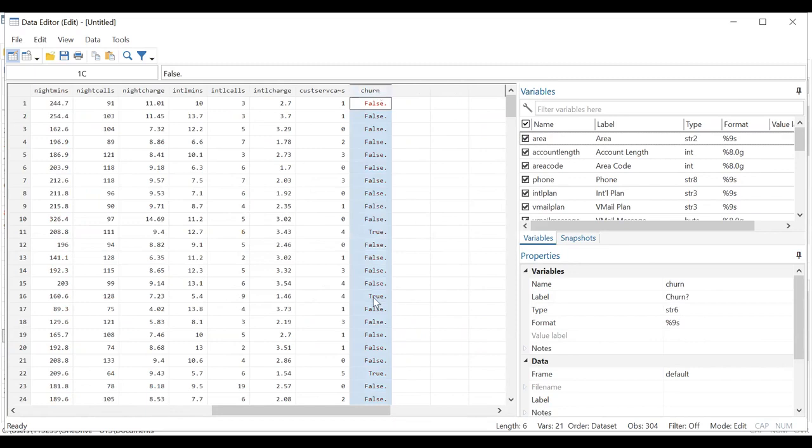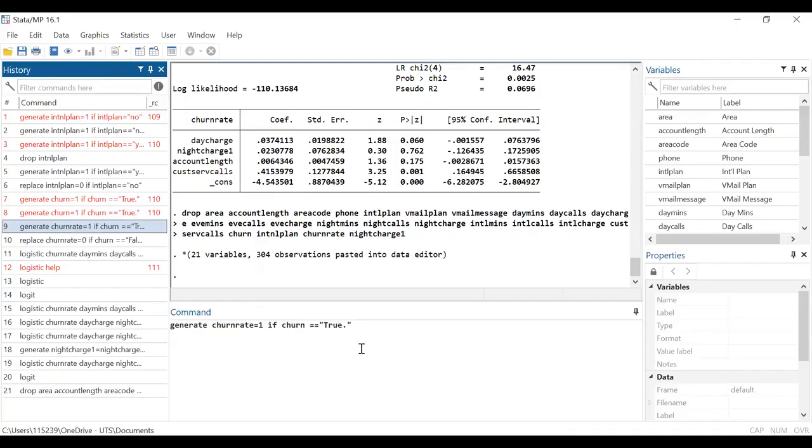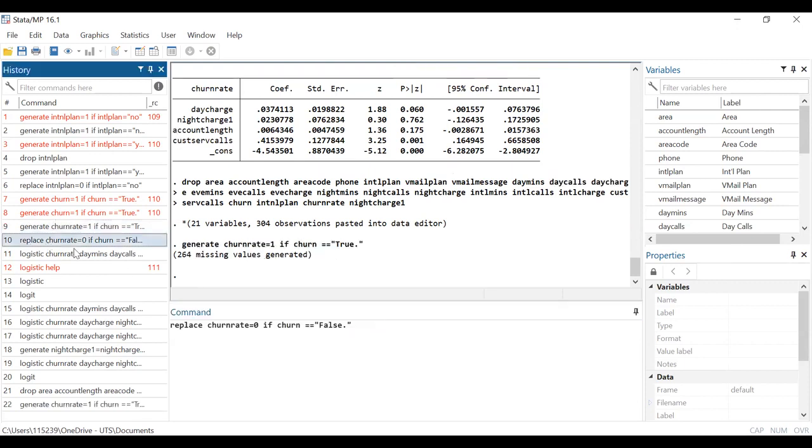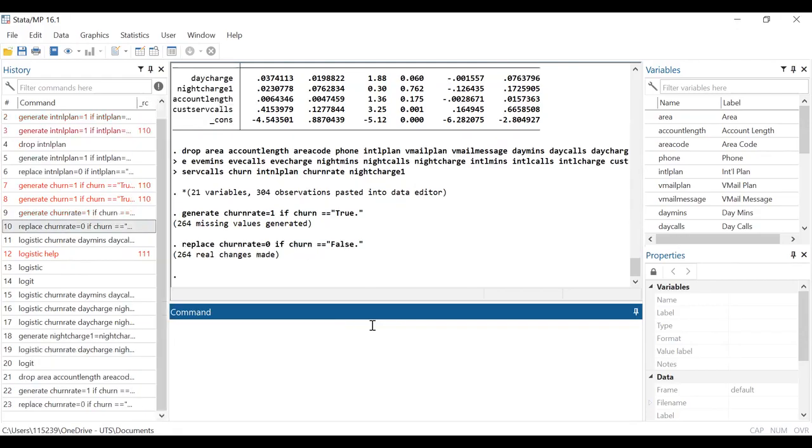So if you have this type of categorical data, you have to first convert it into numerical. The way to do that: I have two values in churn, true or false. So I'm going to generate a new variable called churn rate. This is a bit of programming, you don't have to worry about it at all. Leave that to me. I'm just giving it a command to generate a new variable called churn rate, which is equal to 1 if the churn is labeled true, and churn rate is equal to 0 if it is labeled false.